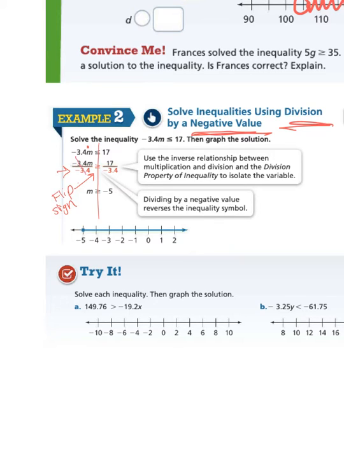So your negative 3.4 goes away. You have m is greater than or equal to negative 5. Then you have to look at it. You have a closed circle because it's greater than or equal to on the number negative 5. And then m is touching the greater than side, so you have to shade the numbers greater than negative 5, so you're shading to the right.